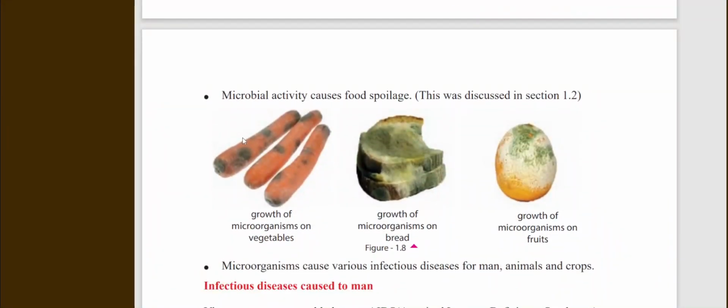Harmful effects of microorganisms. Microorganisms are not always good, and sometimes they are bad. What do we call what happens to the food? Rotting food, spoilage of food. Spoilage of food is one thing. You can see a carrot or any food is spoiled.